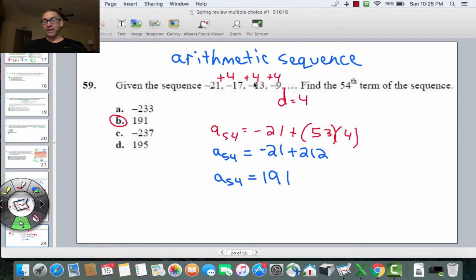This one is an arithmetic sequence because it has a common difference of 4. You can tell you have to add 4 each time to get the next term. So the formula is a sub 1 plus parentheses n minus 1 times the common difference. So the first term is -21, and then if we do n minus 1, that means it's the 54th term minus 1, that's why it's 53, times 4, which is the common difference, and then we just do the math there, we get 191 for the 54th term.